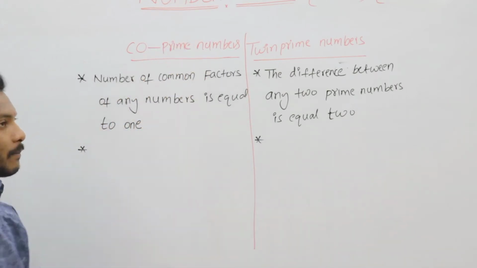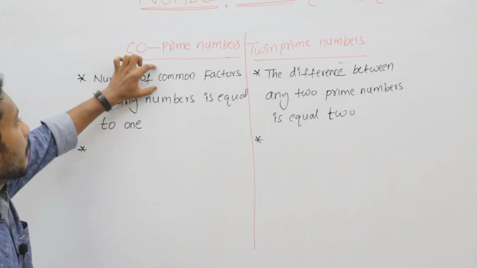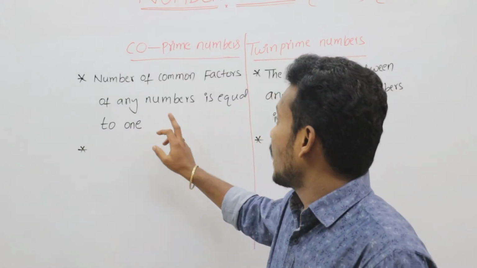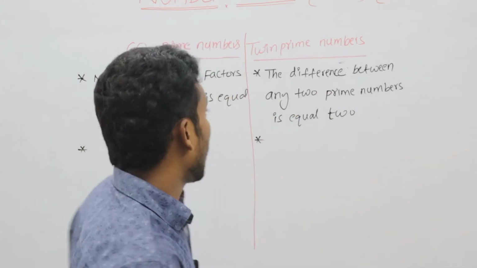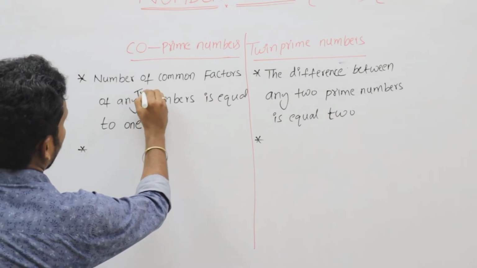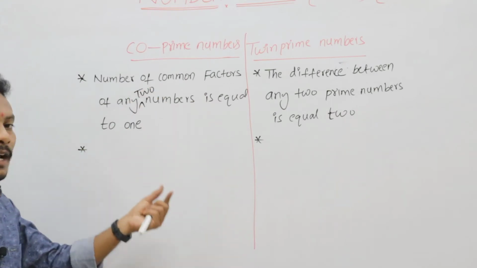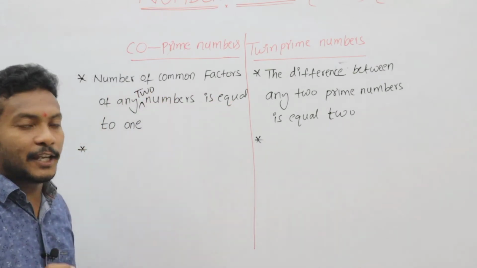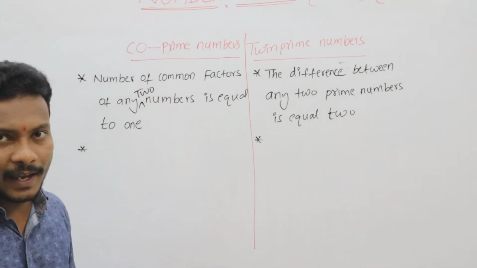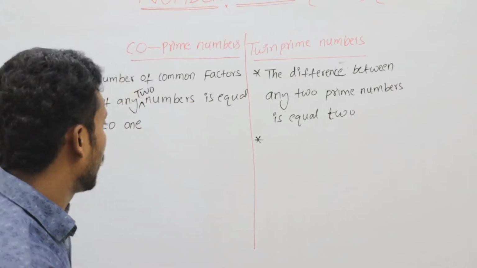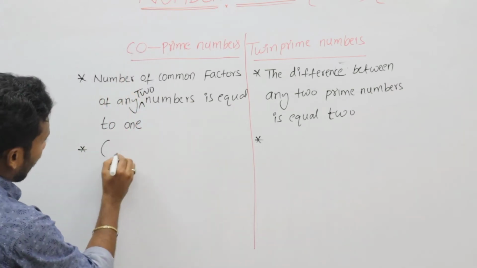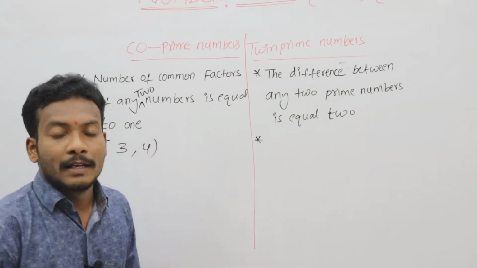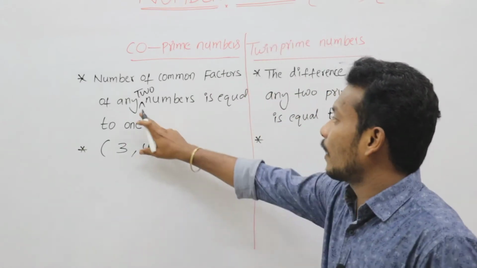Co-prime numbers. What is meant by co-prime numbers? The number of common factors of any two numbers is equal to 1. I will explain with an example. I am taking 3 and 4 as any two numbers.